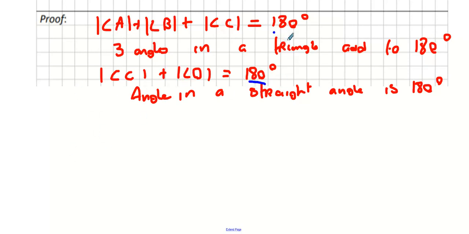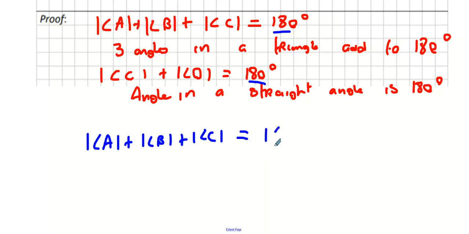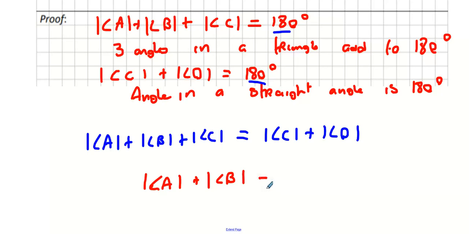If they're both equal to 180 degrees, this means angle A plus angle B plus angle C have to equal angle C plus angle D. Now cancel the angle C's off both sides. Now you don't actually visually do that, but you can write down, look, angle A plus angle B equals angle D. So this is what we're asked to prove, and we're done. Okay, next part.